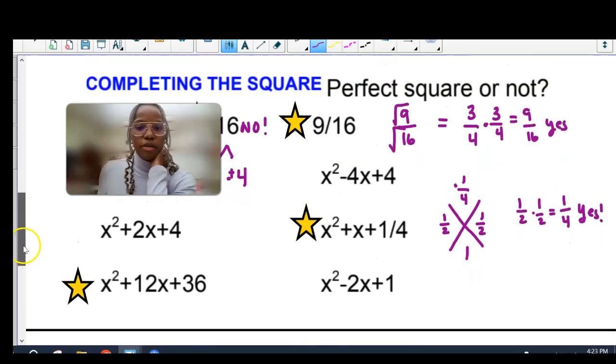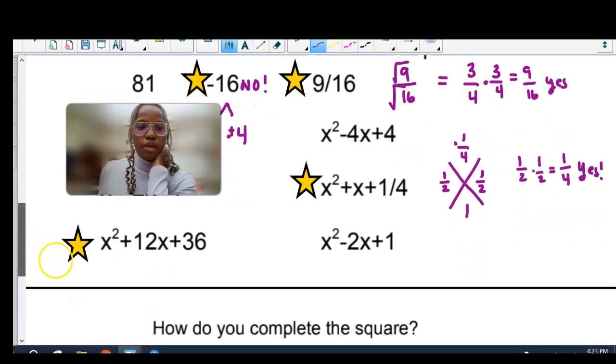Okay, and last but not least, let's see if this is a perfect square. I just think of it as factoring. What two numbers multiply to 36 but add up to 12? That would be 6 and 6. Because these two numbers are the same, yes, this is going to be a perfect square.